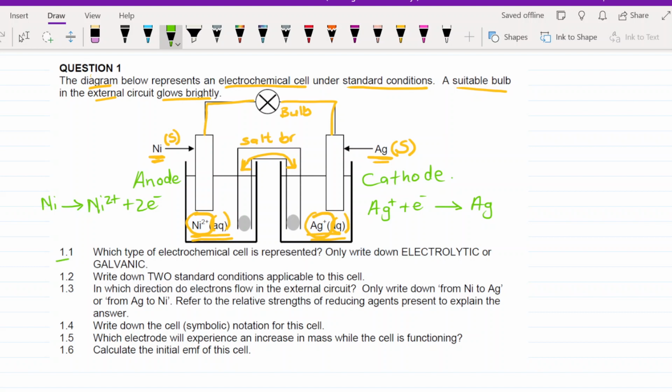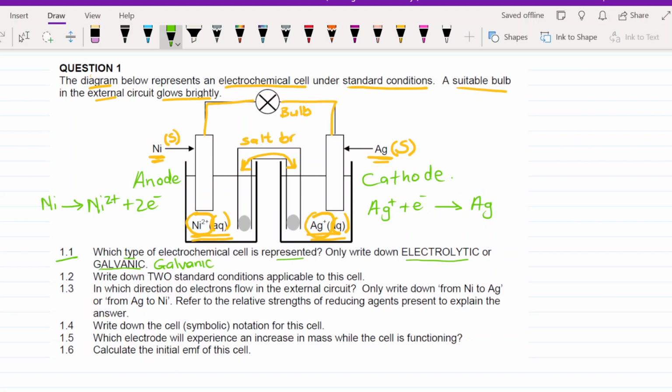So now let's look at question 1.1. Which type of electrochemical cell is represented? Write only electrolytic or galvanic. So they are asking, is this cell an electrolytic or is it a galvanic cell? We know it is a galvanic cell. This is not an electrolytic.